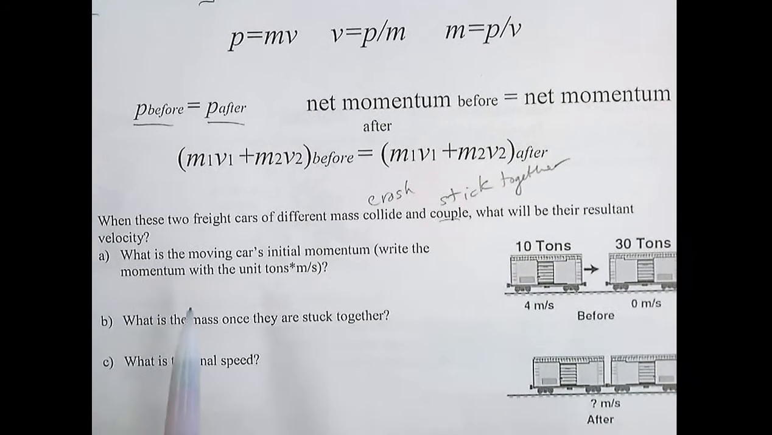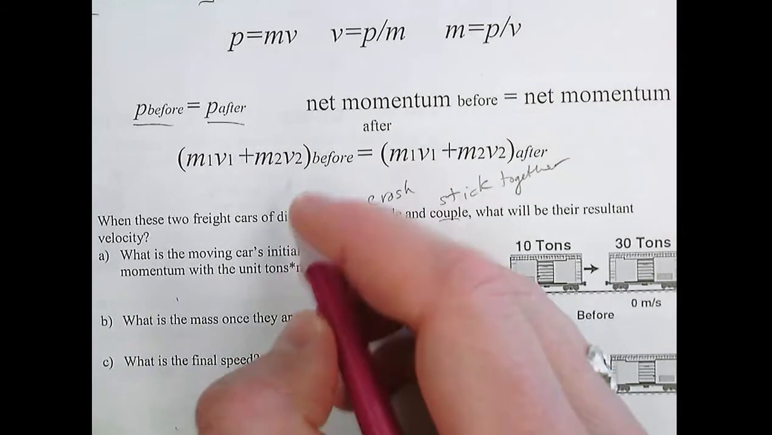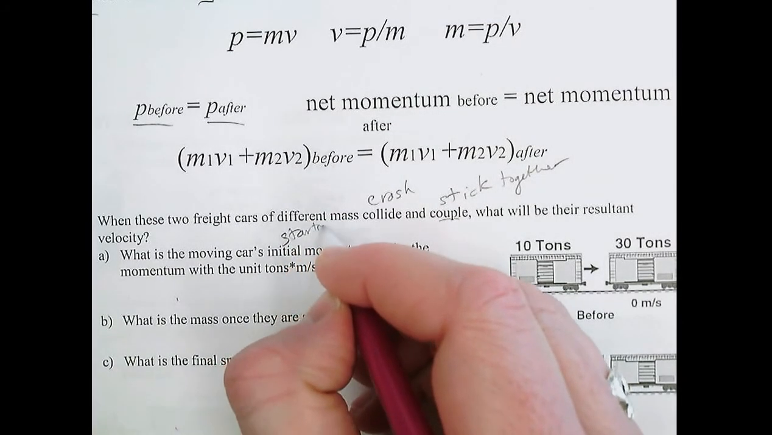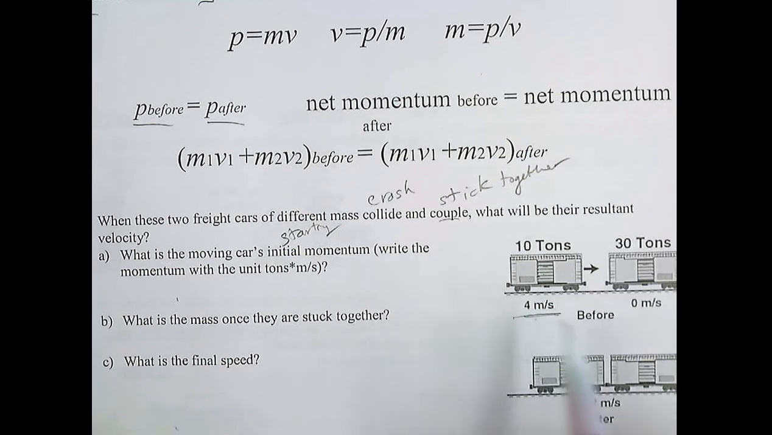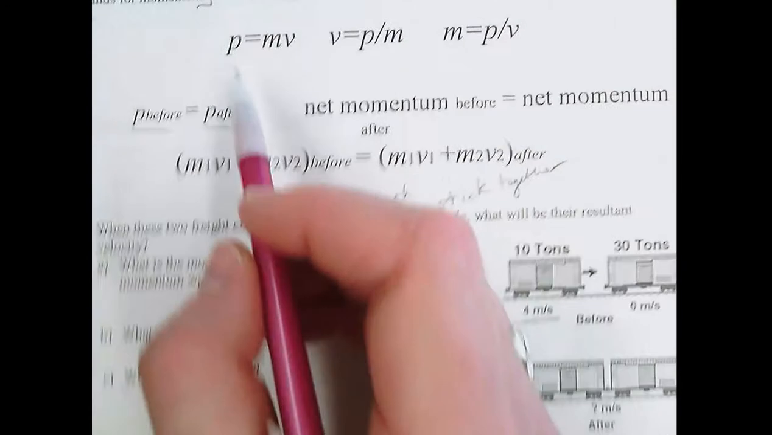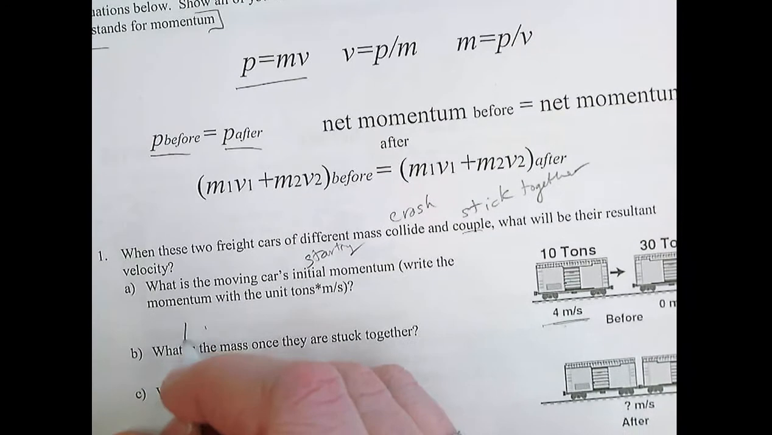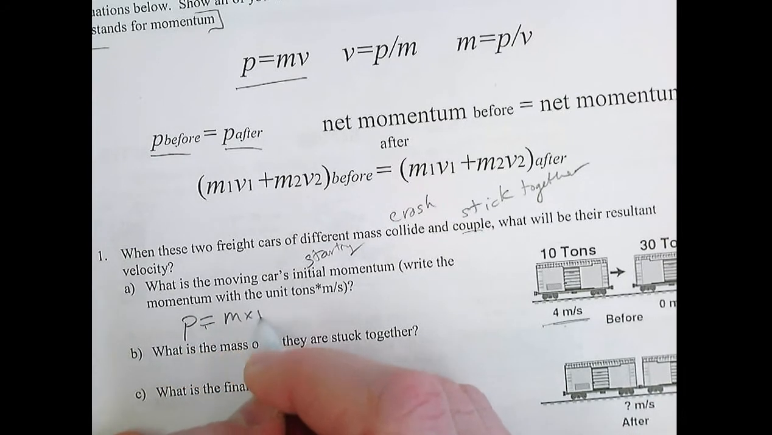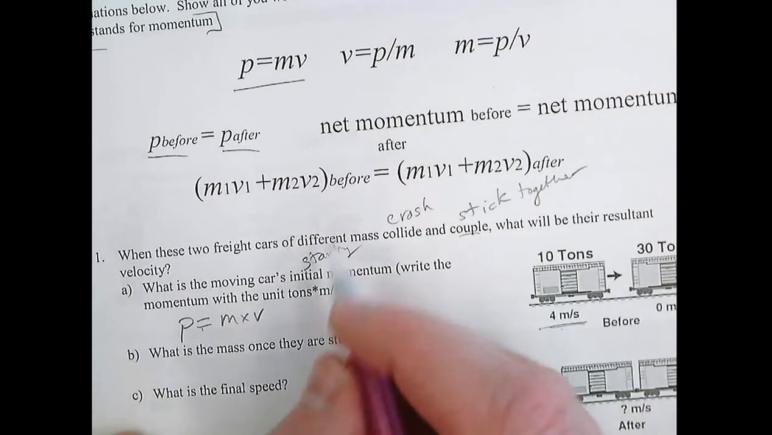Now what I've done is I've given you some steps to help you think through this for some of the earlier questions. So what is the moving car? I look at the picture. So this is the moving car. Initial, starting momentum. Momentum, P equals M times V. That's the equation I need to use.